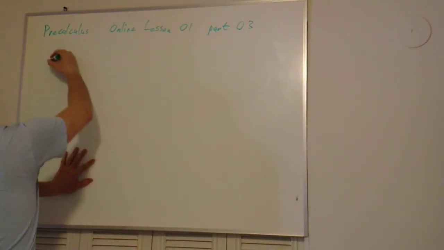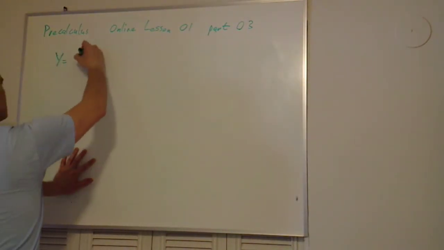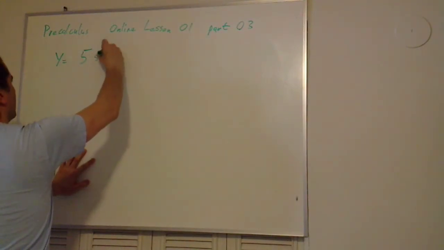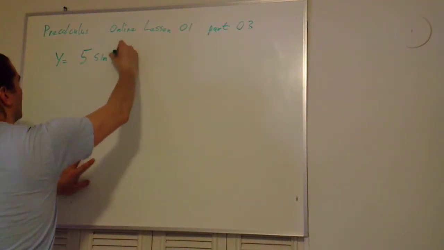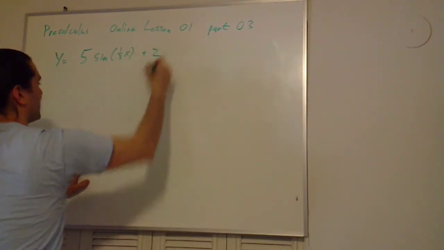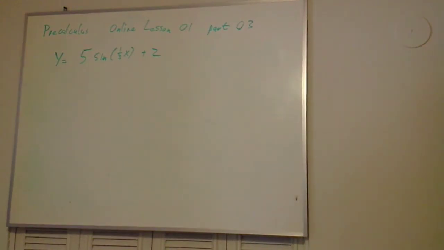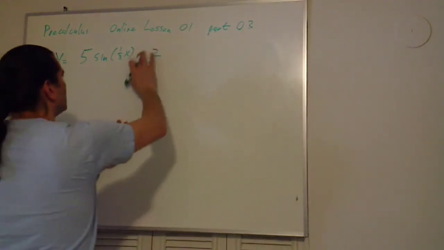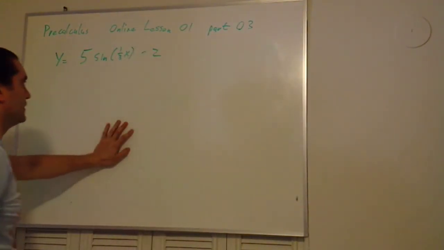Let's do a sine wave this time. Let's say that y equals, we'll do a big amplitude, 5 sine of 1/3 x minus 2. Gotta get some fun negatives in there.